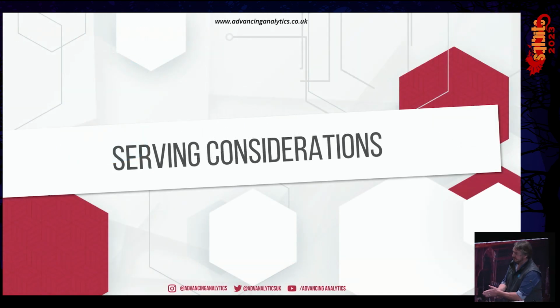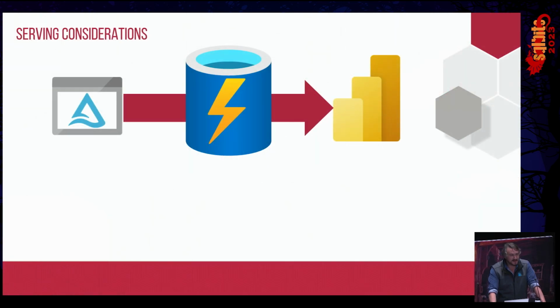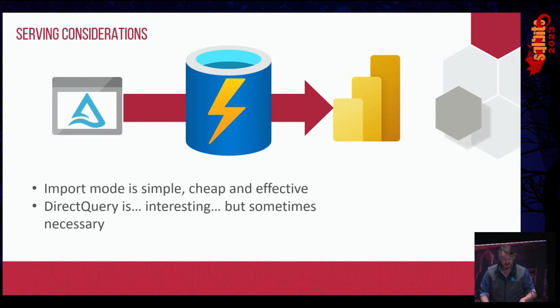OK, so if we're saying it's not great for direct query, how do we do it? How do we think about getting data from our delta table, from our gold layer, from our nice facts and dimensions, and getting that into something like Power BI where people can actually go and query it?